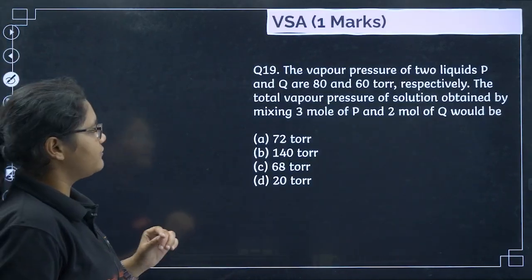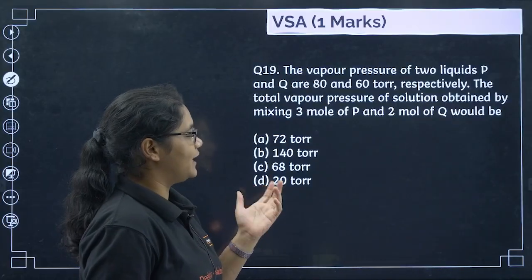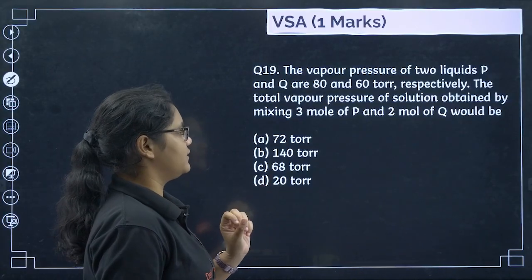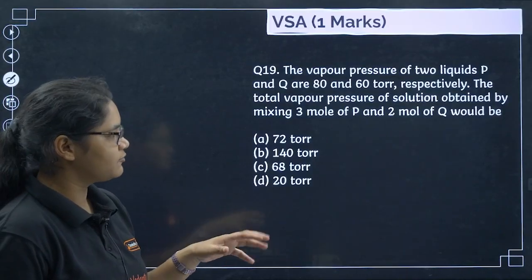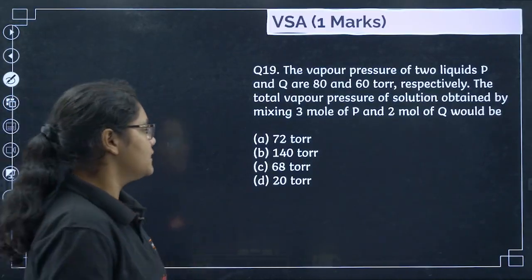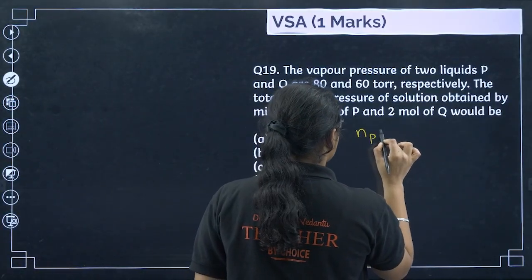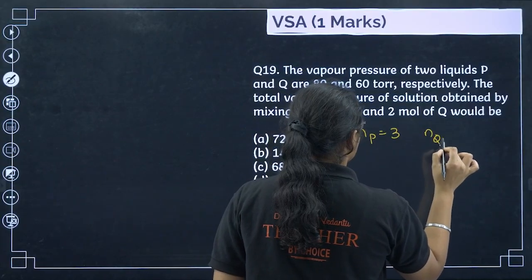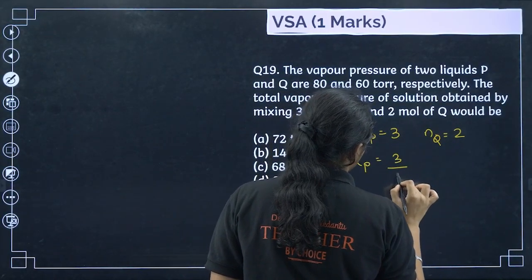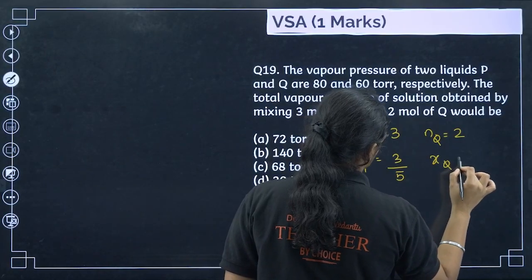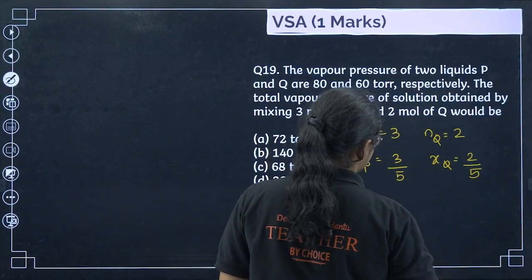19th question here, the vapor pressure of two liquids P and Q are 80 and 60 torr respectively. The total vapor pressure of the solution obtained by mixing 3 moles of P and 2 moles of Q would be. So we have number of moles of P is equal to 3, number of moles of Q is equal to 2, mole fraction of P will be 3 by 5, mole fraction of Q will be 2 by 5.